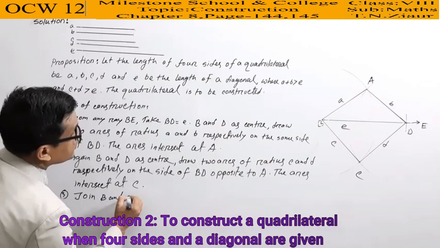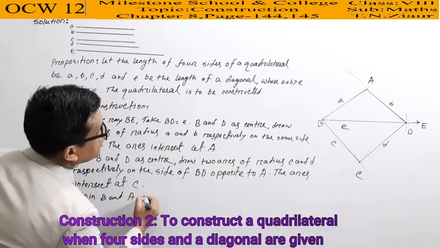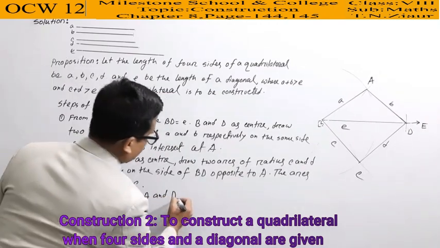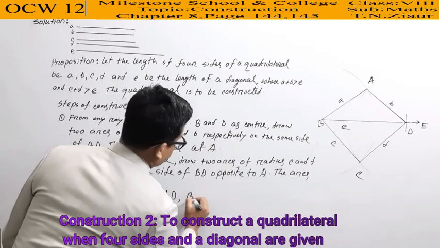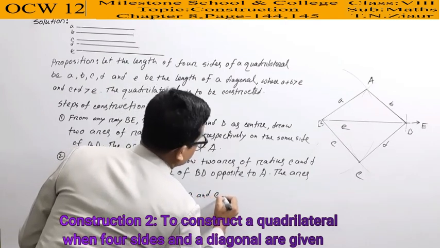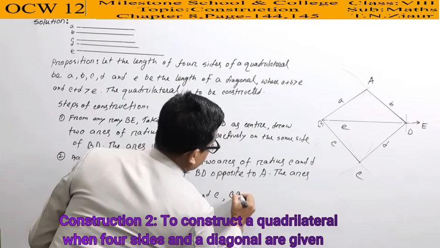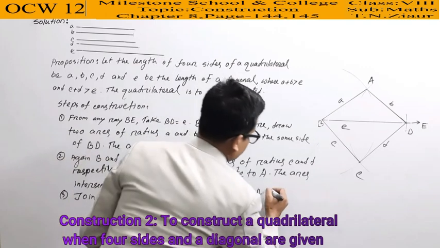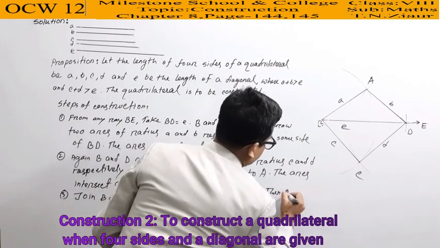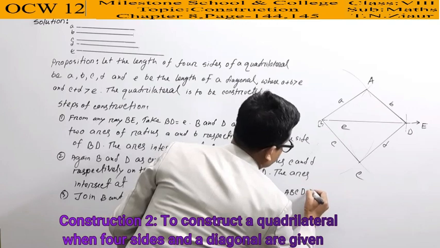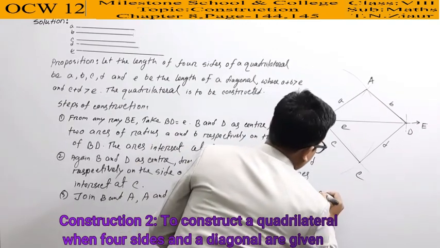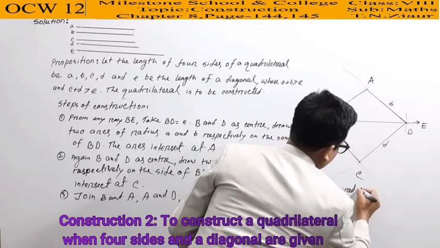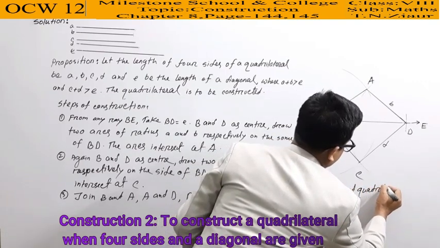Okay, so step number 3, join B and A and D, B and C, then C and D. Then ABCD is a required quadrilateral.